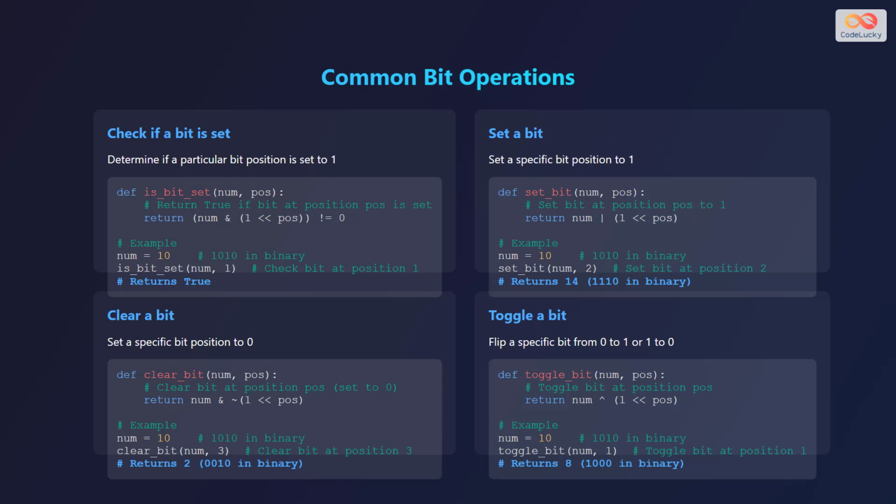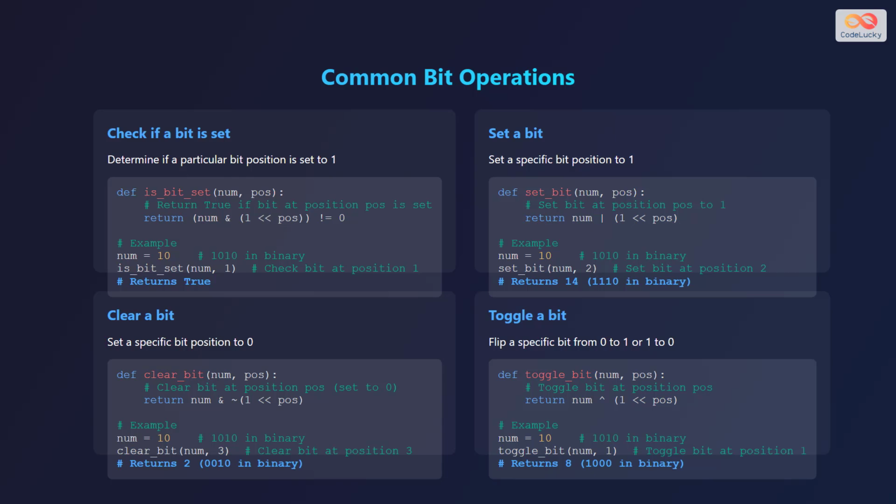Next, setting a bit involves setting a specific bit position to 1. This function sets the bit at the given position to 1. For example, setting the bit at position 2 in the number 10 returns 14, which is 1110 in binary. Clearing a bit involves setting a specific bit position to 0. This function clears the bit at the given position. For example, clearing the bit at position 3 in the number 10 returns 2, which is 0010 in binary.